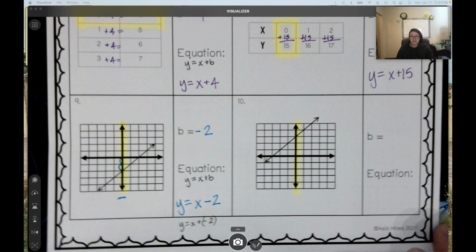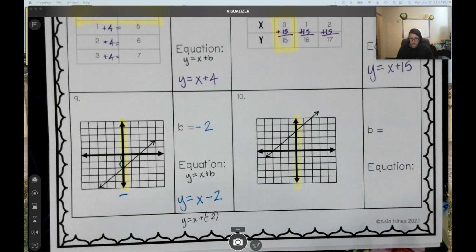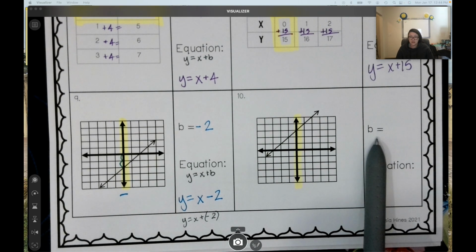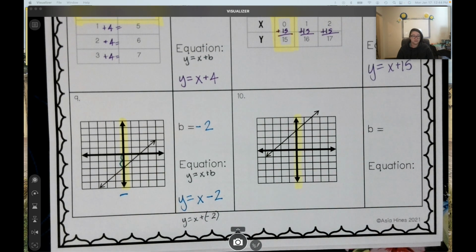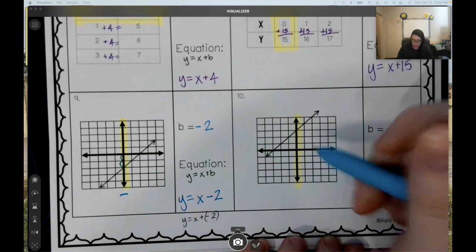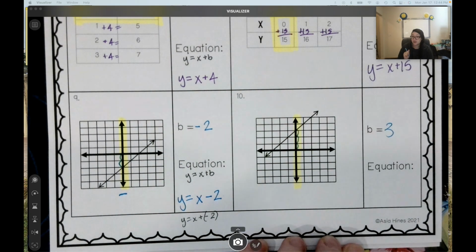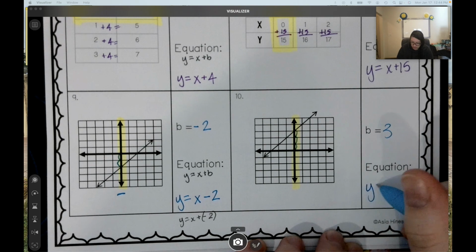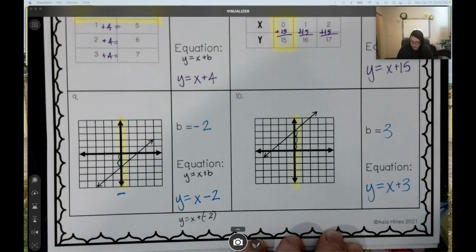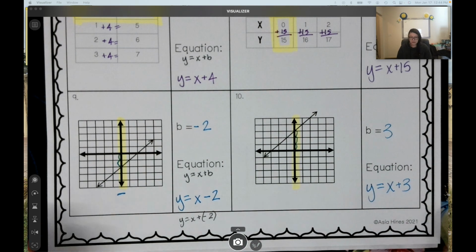Pause the video, try this next one on your own. What would b be, and what is the equation? Hopefully you said your b was 1, 2, 3, and a positive 3 because it was up, making your equation y equals x plus 3.